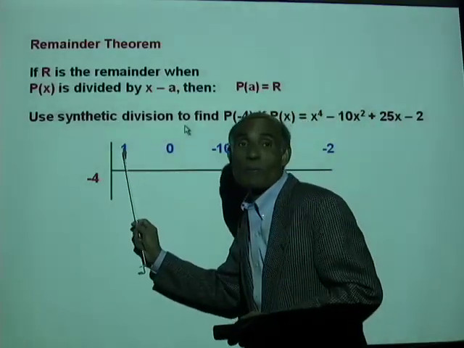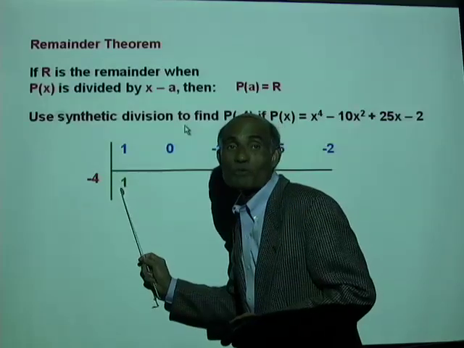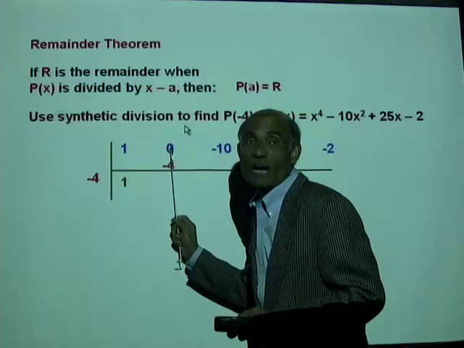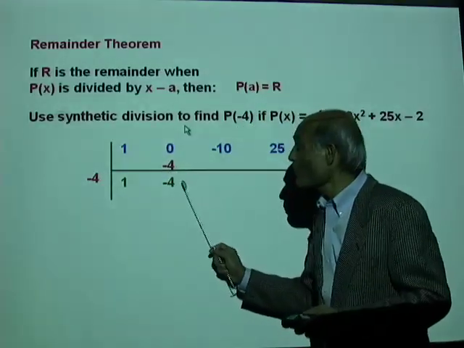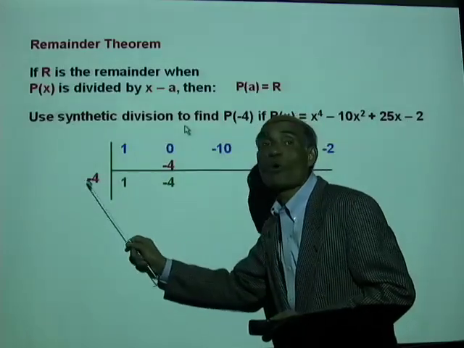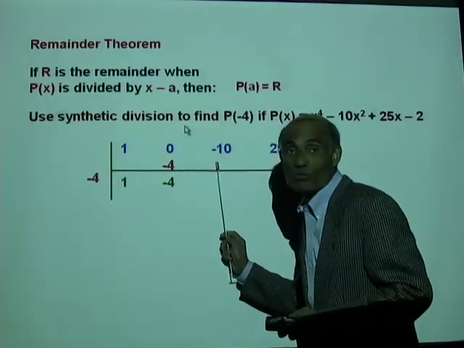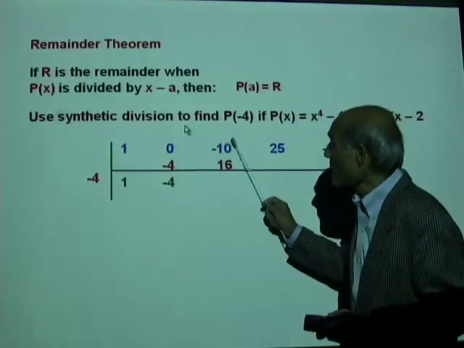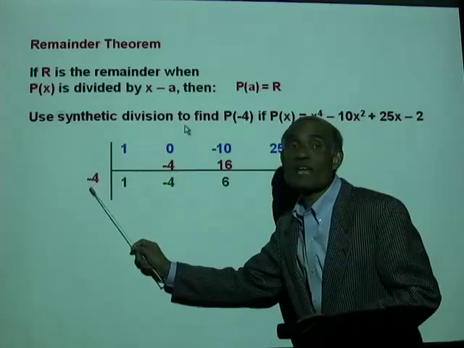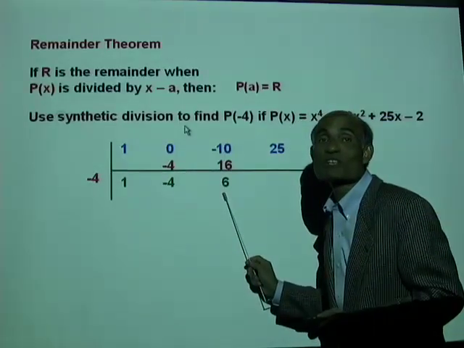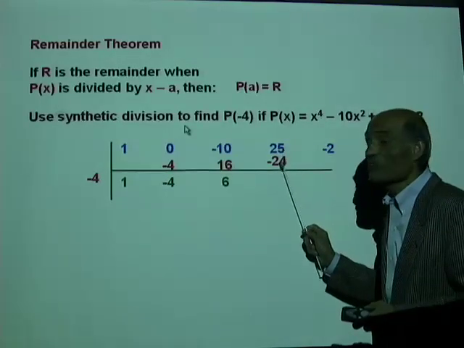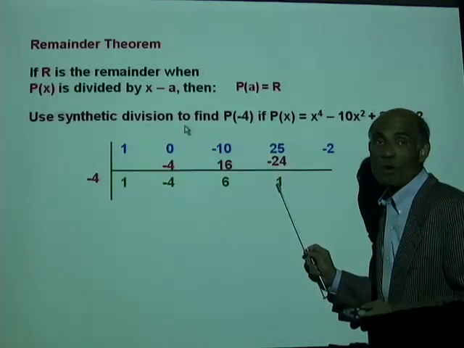Okay, let's do it now. Bring down the 1, multiply 1 with negative 4, and write it below 0. Add 0 to negative 4, you get negative 4. Negative 4 multiplied by negative 4 is positive 16. Write it below negative 10. Add these two numbers, gives you 6. 6 times negative 4 is negative 24. Write it below 25. Add the two numbers, that would be 1.